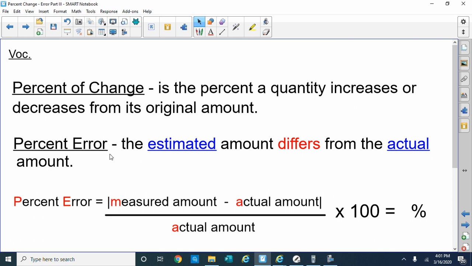There's a formula that should be familiar to you from our other percent change video, but here's the percent error. Percent error is equal to the absolute value of the measured amount minus the actual amount, divided by the actual amount, times 100, and that'll give you the percent. So we're taking the difference between the measured amount and the actual amount, making sure it's a positive number, and we divide it by the actual amount and multiply it by 100, and that'll give us our percent.